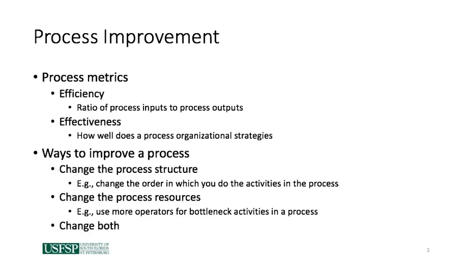Processes are obviously central to the success of an organization, and good organizations are therefore always looking for ways to improve their processes. There are two metrics to measure the success of processes. Process efficiency is the ratio of inputs to outputs. A process is more efficient if we can achieve the same outputs with fewer resources, or if we can achieve higher outputs with the same resources. Automation can help improve process efficiency.